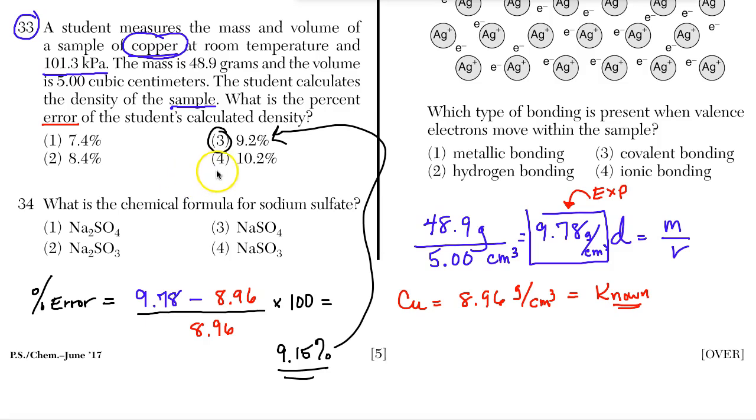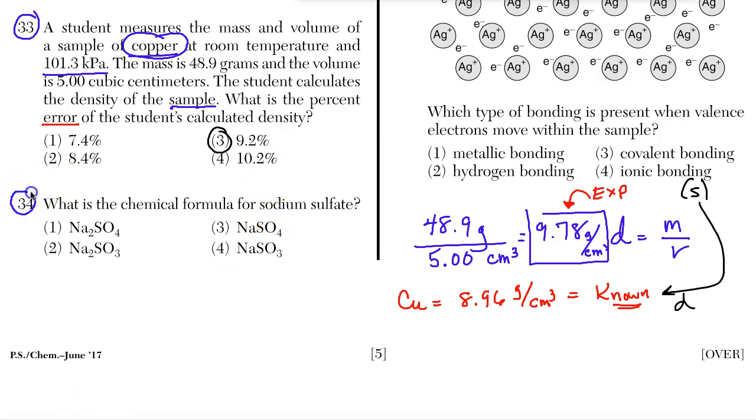So a little bit of work there. You had to look up the accepted, you had to calculate the experimental or the measured value, okay, and then of course plug it into the calculations. Obviously you may have known the percent error formula already, but table T is your friend there. And then table S, it's a good question to remind yourself that the known densities are given there in table S. So 33 is choice 3. 34. Number 34. What is the chemical formula of sodium sulfate?